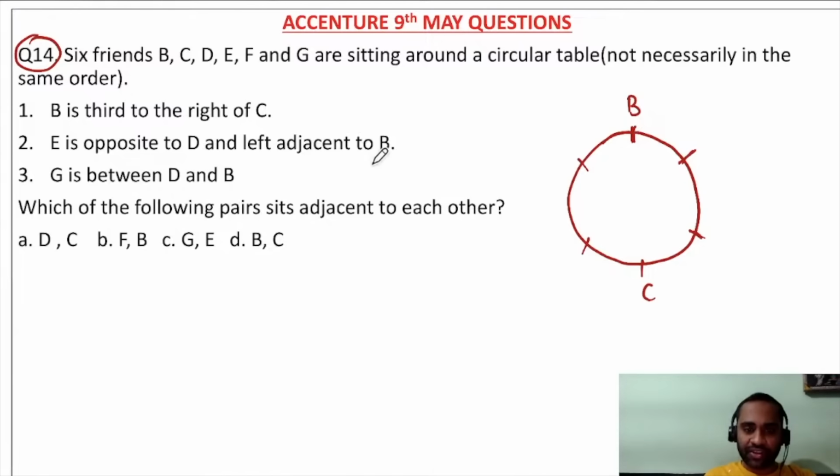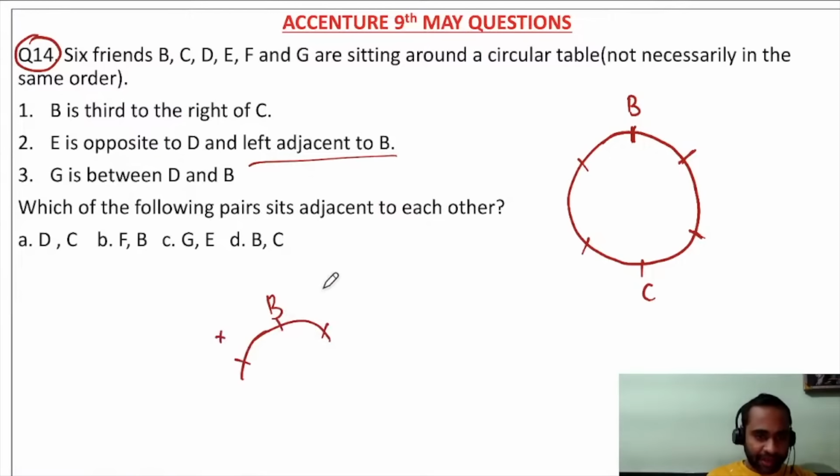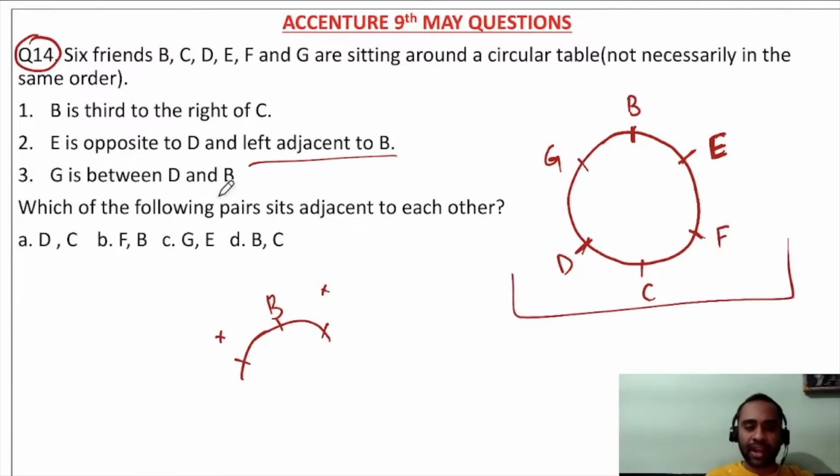E is opposite to D and left adjacent to B. See, what does adjacent mean? B has two places, one on the right and one on the left, and both are adjacent. Now they are telling us E is sitting left adjacent to B, so E will be sitting here. And E is opposite to D, which is also fine. G is sitting between D and B. Who is remaining? F.